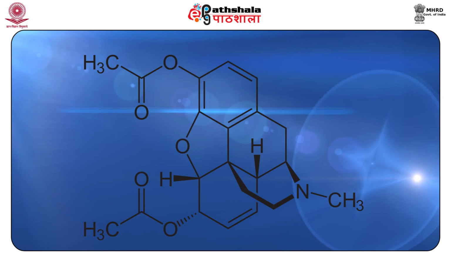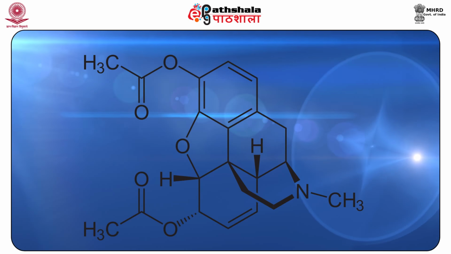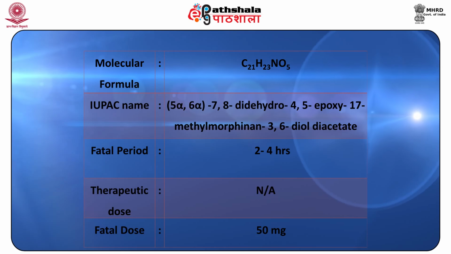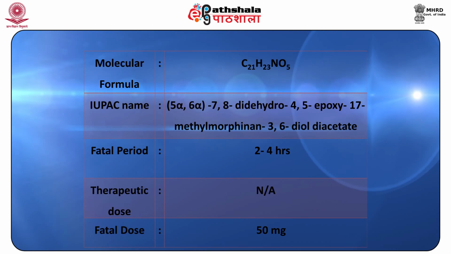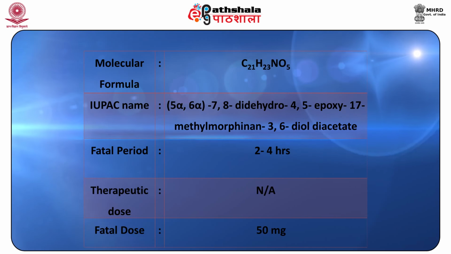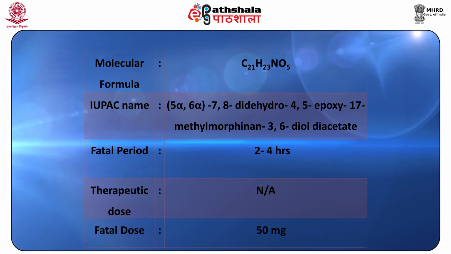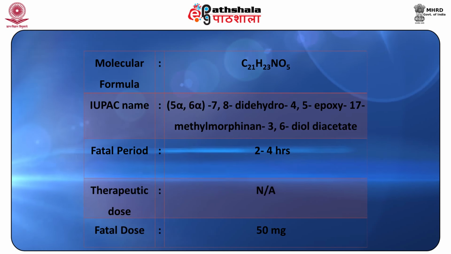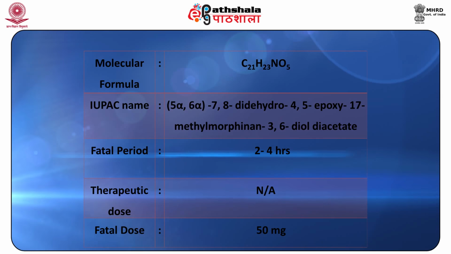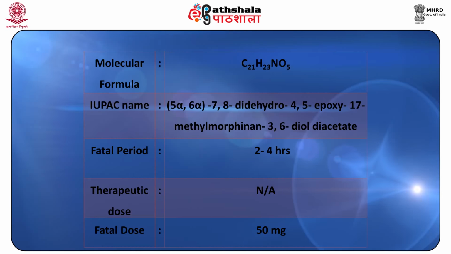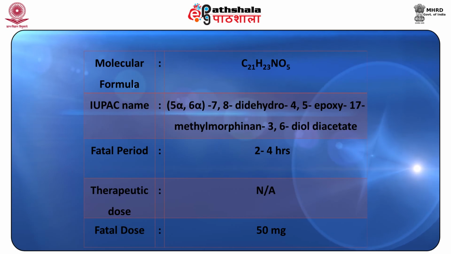The molecular formula of heroin is C21H23NO5. The IUPAC name is 7,8-dehydro-4,5-epoxy-17-methylmorphinan-3,6-diol diacetate. The fatal period is 2 to 4 hours. Therapeutic dose is not applicable and fatal dose is 50 mg.